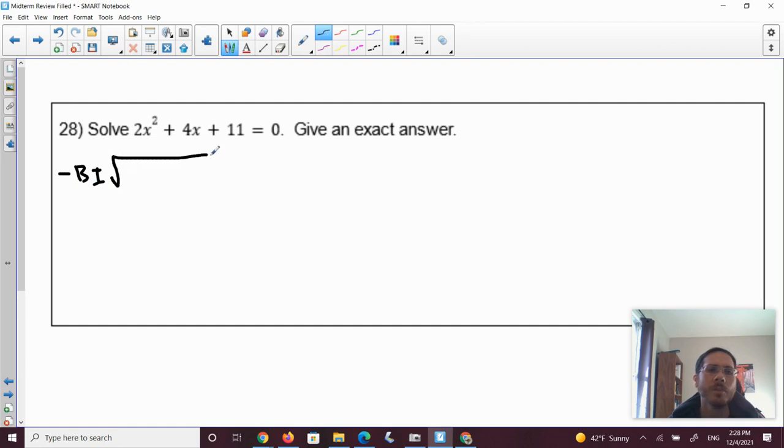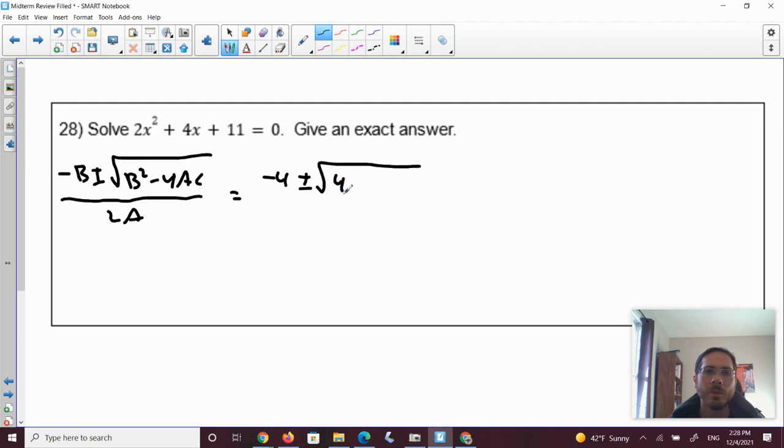So negative b plus or minus the square root of b squared minus 4ac, all over 2a. Negative 4 plus or minus the square root of 4 squared minus 4 again. A in this case was 2. C is going to be 11, all over 2a, so 2 times 2.